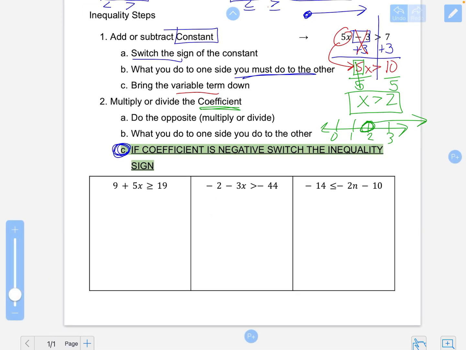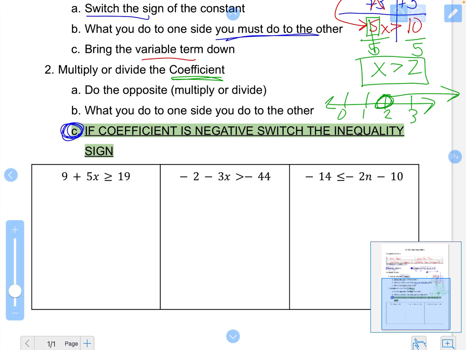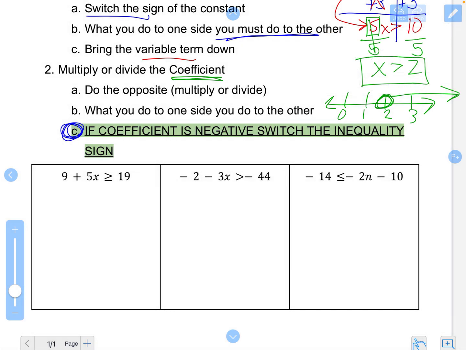So now let's look at 3 examples real quick. So again, first step is I need to find my constant. My constant is the number that is not next to a letter. If there is no negative sign, that automatically tells me that it's positive. I need to flip the sign. I'm going to draw a line through my inequality. What I do to one side, I must do to the other.